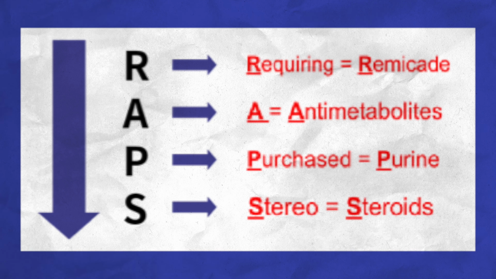As we know, because there's a disarray, this is more important. That's why it's one of the top therapies. The A stands for antimetabolite, which specifically in this case is more methotrexate. P as purine, and S as steroid.